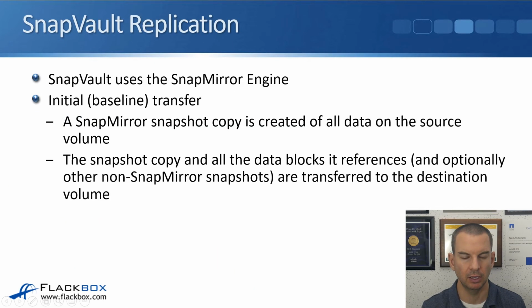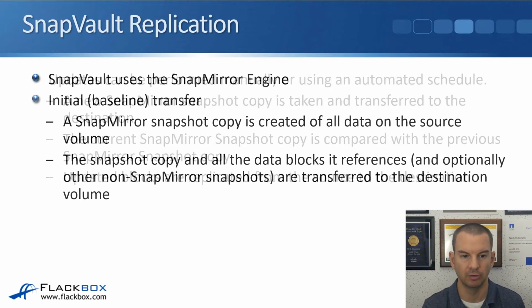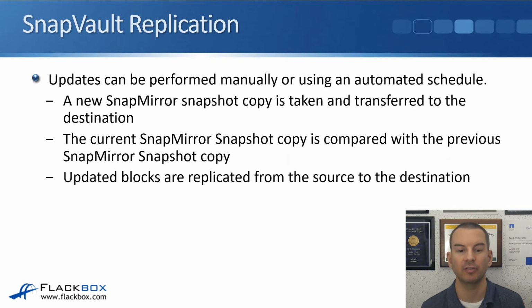Okay, moving on. SnapVault replication uses the SnapMirror engine, so the replication works in the same way as it does for the SnapMirror DP mirrors. We have the initial baseline transfer first, where a SnapMirror snapshot copy is created of all data on the source volume, the snapshot copy and all the data blocks it references, and optionally other non-SnapMirror snapshots are then transferred to the destination volume.